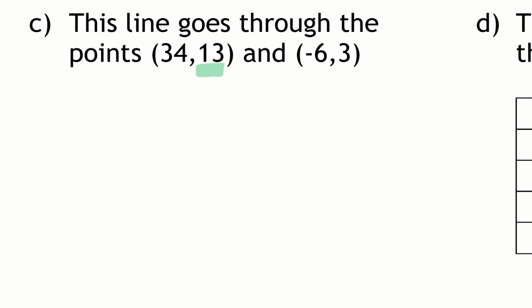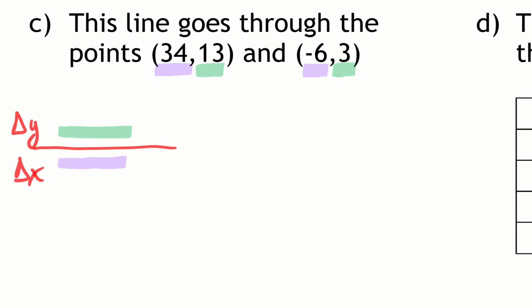We're just going to look at, hey, here's a y value, here's a y value. So my changes in y are going to be the green values, and then here's an x value, -6. Here's an x value, 34. My changes in x are going to be those purple values. So if I go ahead and do this, I've got my change in y values divided by the change in x values.